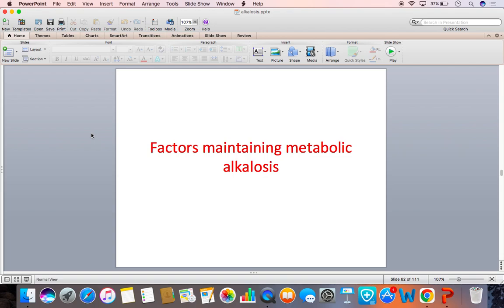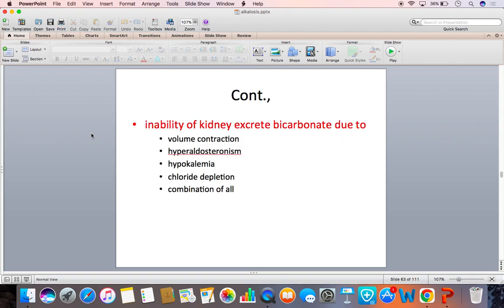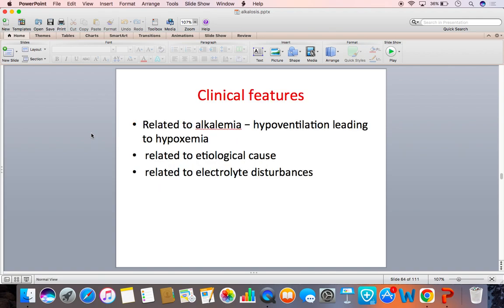Then what are the factors that maintain metabolic alkalosis? Inability of the kidney to excrete bicarbonate due to volume contraction, hyperaldosteronism, hypokalemia, chloride depletion, and a combination of all. When the situation reaches this stage, it results in perpetuation of the alkalosis in the system. How do they manifest? What are the clinical features related to alkalemia? Hypoventilation leading to hypoxemia, related to etiological cause, related to electrolyte disturbances.